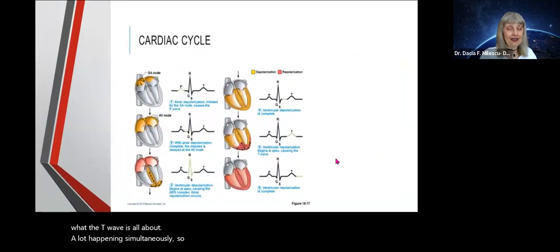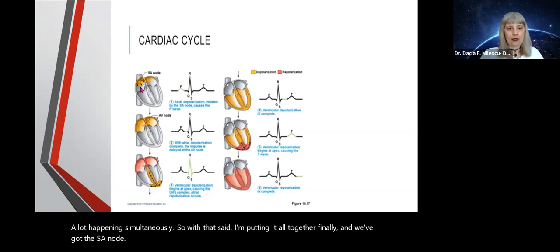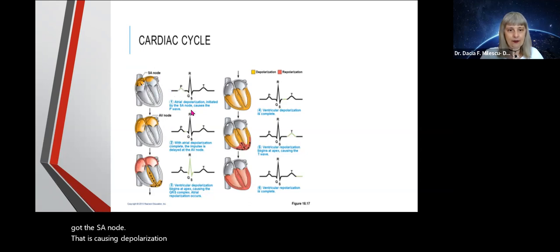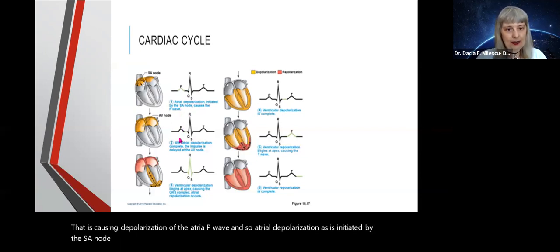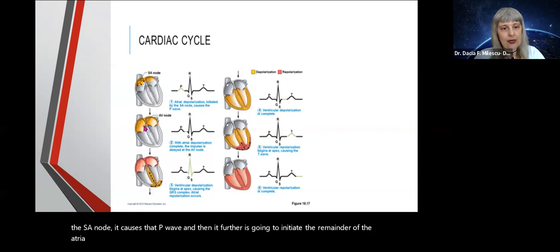So with that said, I'm putting it all together finally, and we've got the SA node causing depolarization of the atria, P wave. And so atrial depolarization, as you know, is initiated by the SA node. It causes that P wave, and then it further initiates the remainder of the atria to depolarize because it reaches the AV node. Once it reaches the AV node, atrial depolarization is complete, and that's the flat line here.